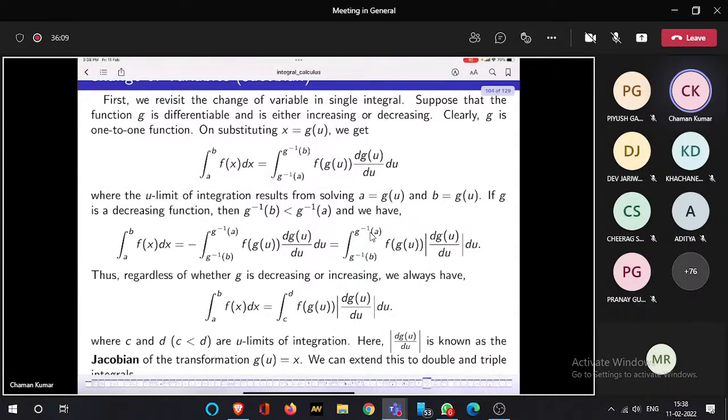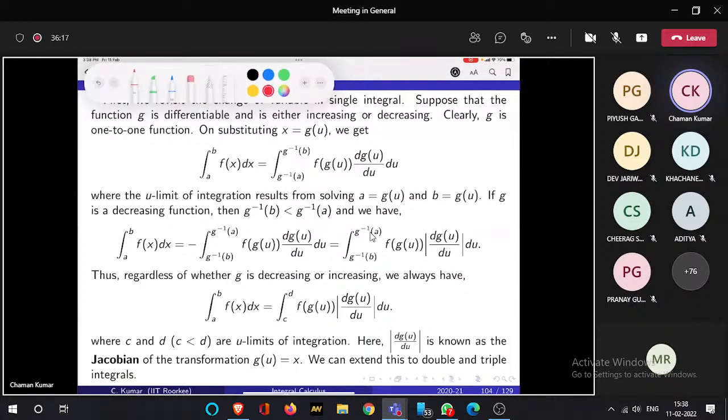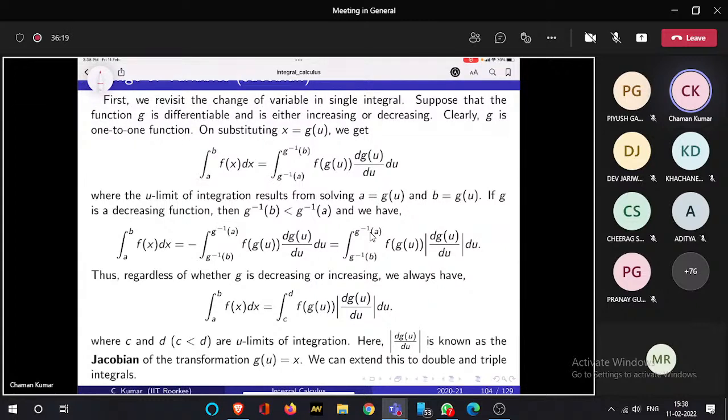So no questions. Then we move to the next topic, which is Jacobian transformation. So first of all, I'll revisit the Jacobian transformation in one variable. Let us say that I want to integrate this function f over the interval a to b.